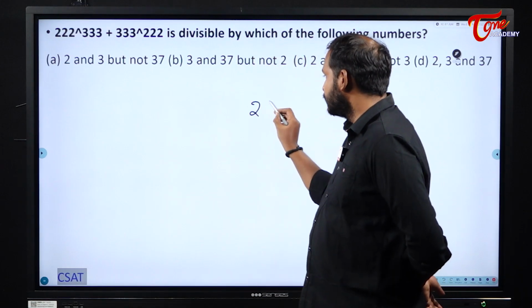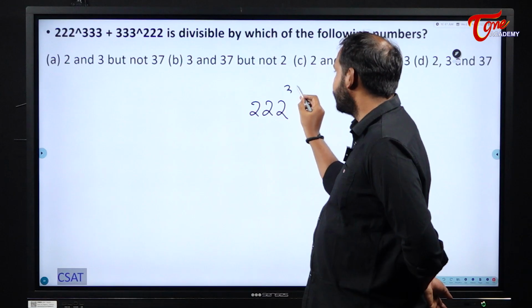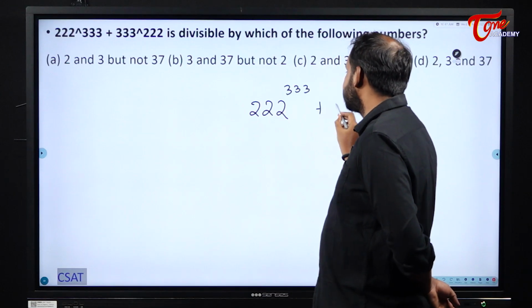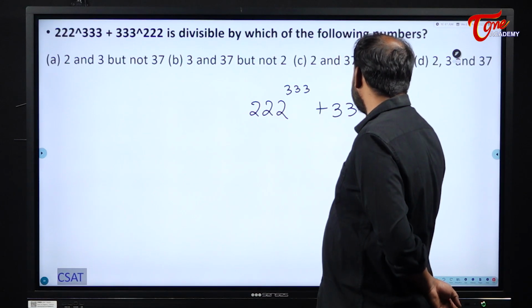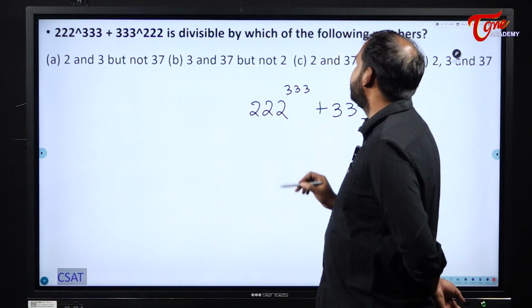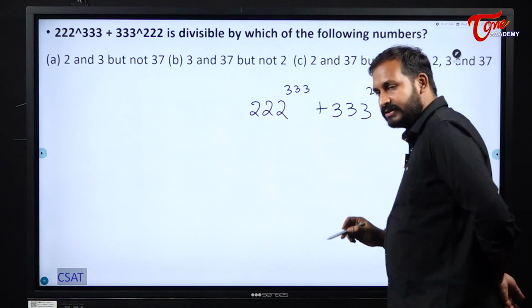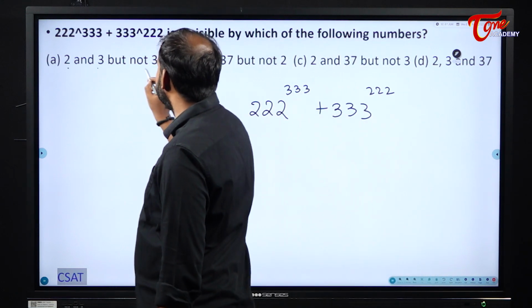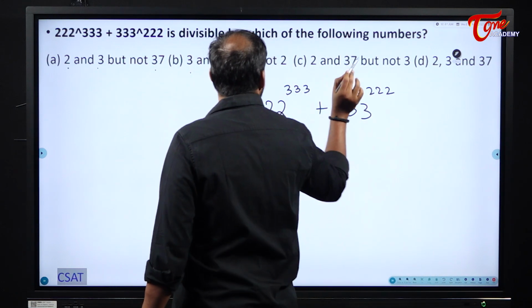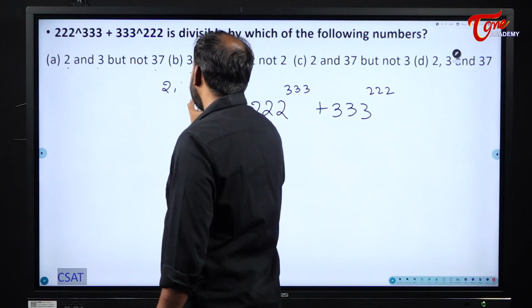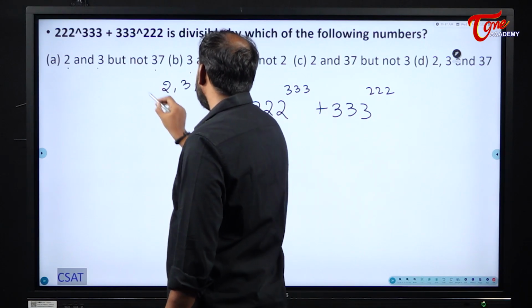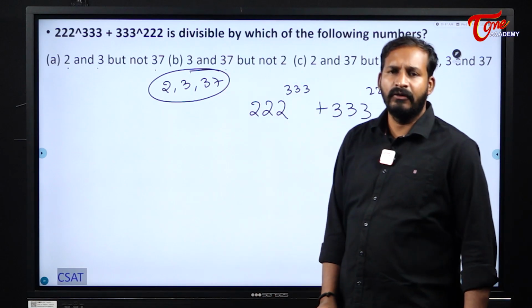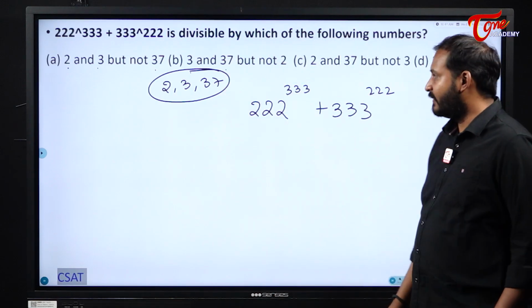The question is actually 222 power 333 plus 333 power 322. Is divisible by which of the following numbers? Now see here, in options I have 2, 3, 37 always. Now we will check randomly what will happen for us.